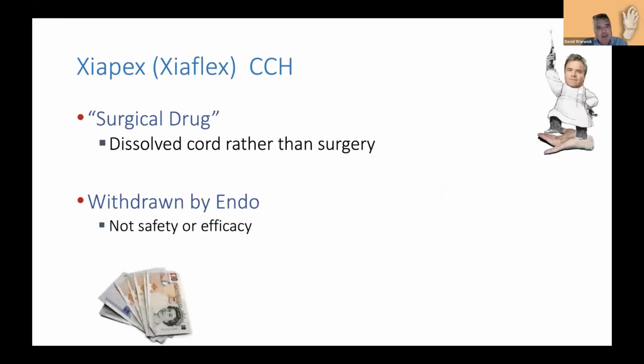We call it Zeopex, you call it Xiaflex, we say tomato, you say tomato, and so on. But if you want to look at it, it's a surgical drug. We sort of think it dissolves the cord rather than a surgeon removing it. Unfortunately, Endo has removed it from the whole world apart from the United States. There are reasons for that, which I won't go into, but that's a shame.